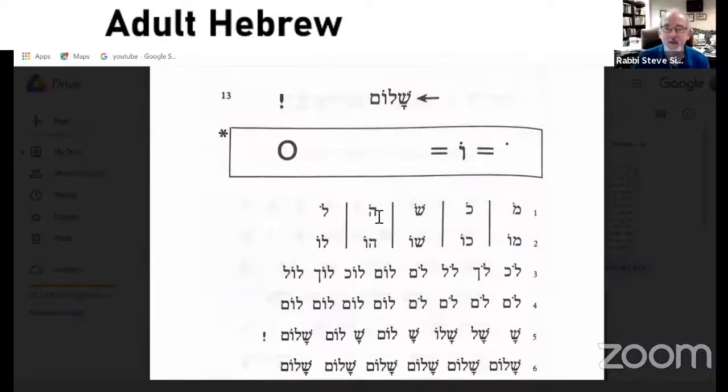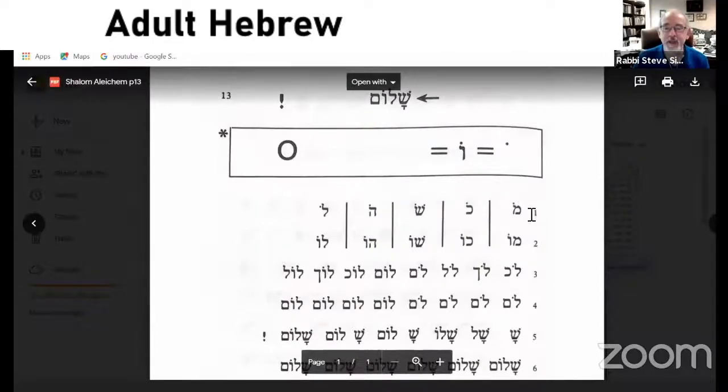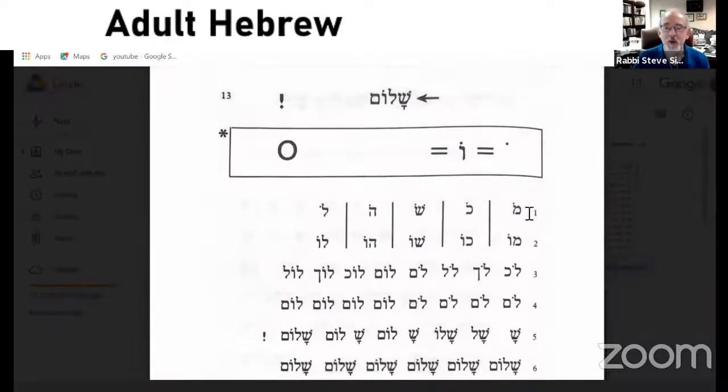So across line one, here we go. Mo, ho, show. Stop there for a second. Two dots. The right-hand dot is part of the letter. The left-hand dot is the O vowel. That's the show. Keep going. Ho, low.